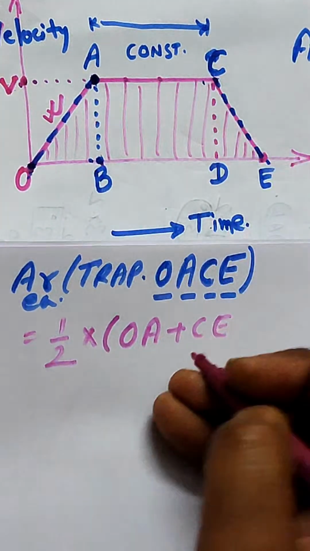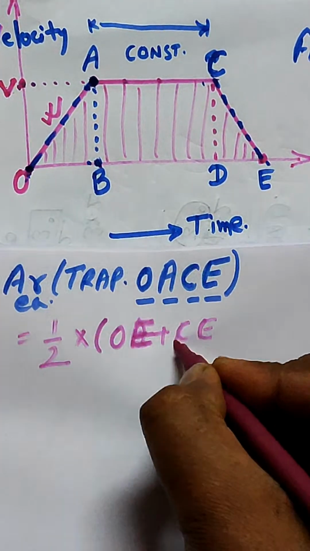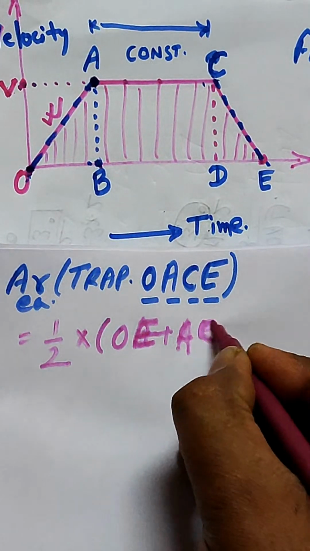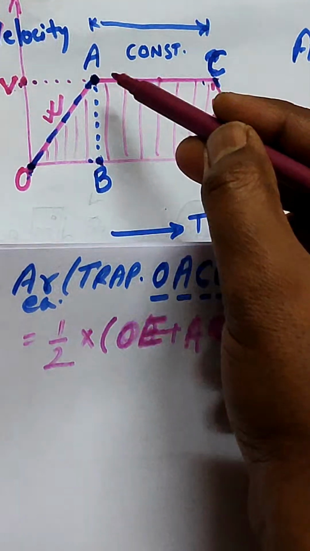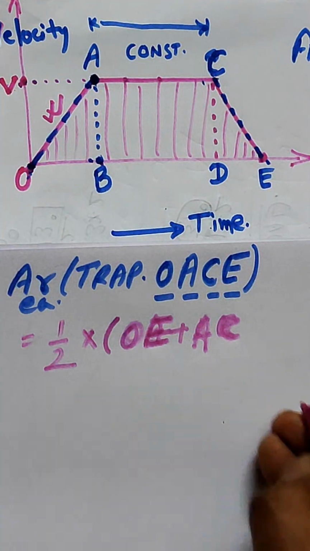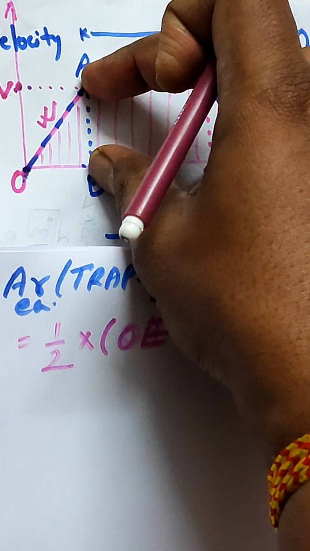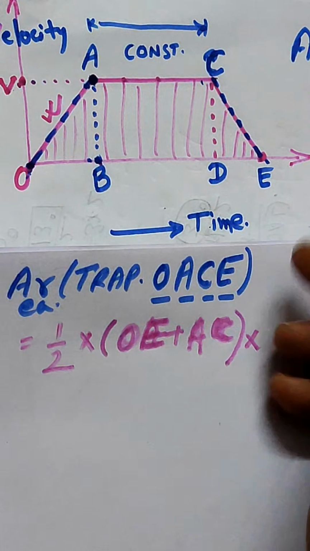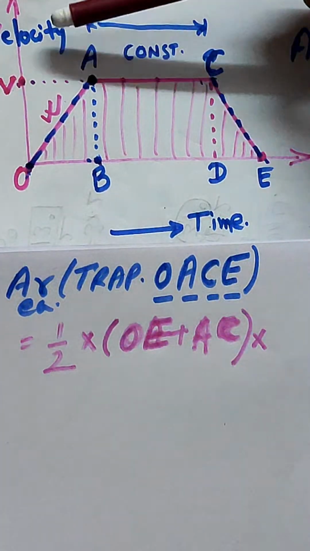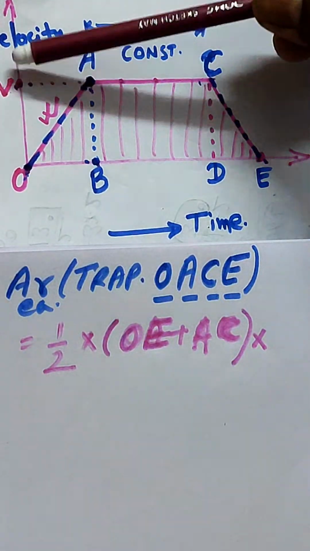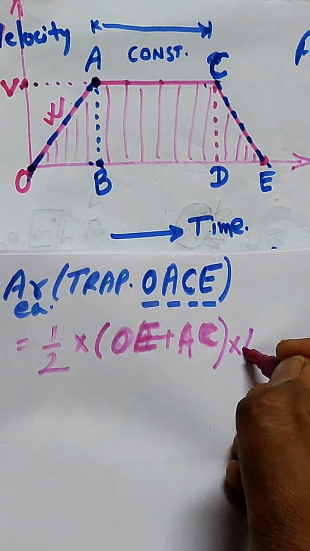So we can say half of OE plus AC. OE and AC are two parallel sides, you can see, right? And this is multiplied with the distance between them, that is AB. AB or CD, both of these are equal to v, you can see. You can see over here, AB on the y-axis, it's v. Okay? Into AB.